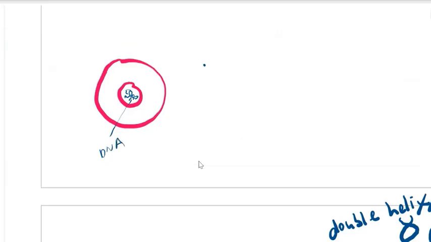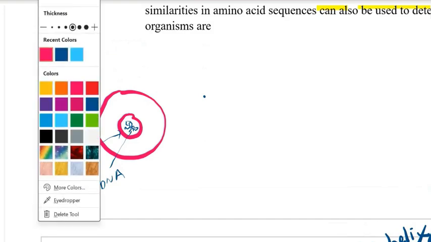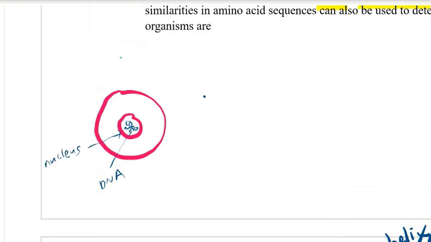So DNA is found inside the nucleus, right? This is a nucleus, and this is the whole body cell. So what do the body cells do? For example, I give you a type of body cell. Okay, this is a cell.